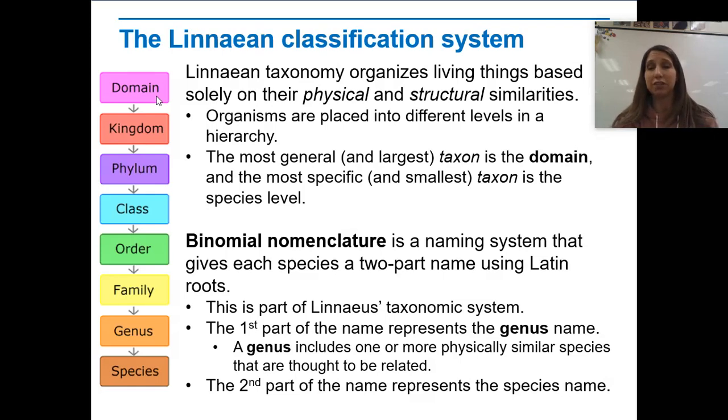Okay. And by definition, if you remember, species are organisms that are similar enough that they can mate and have fertile offspring. All right. So there are lots of examples of living things that are very similar, but because they can't produce offspring, then they're not classified as the same group, as the same species.